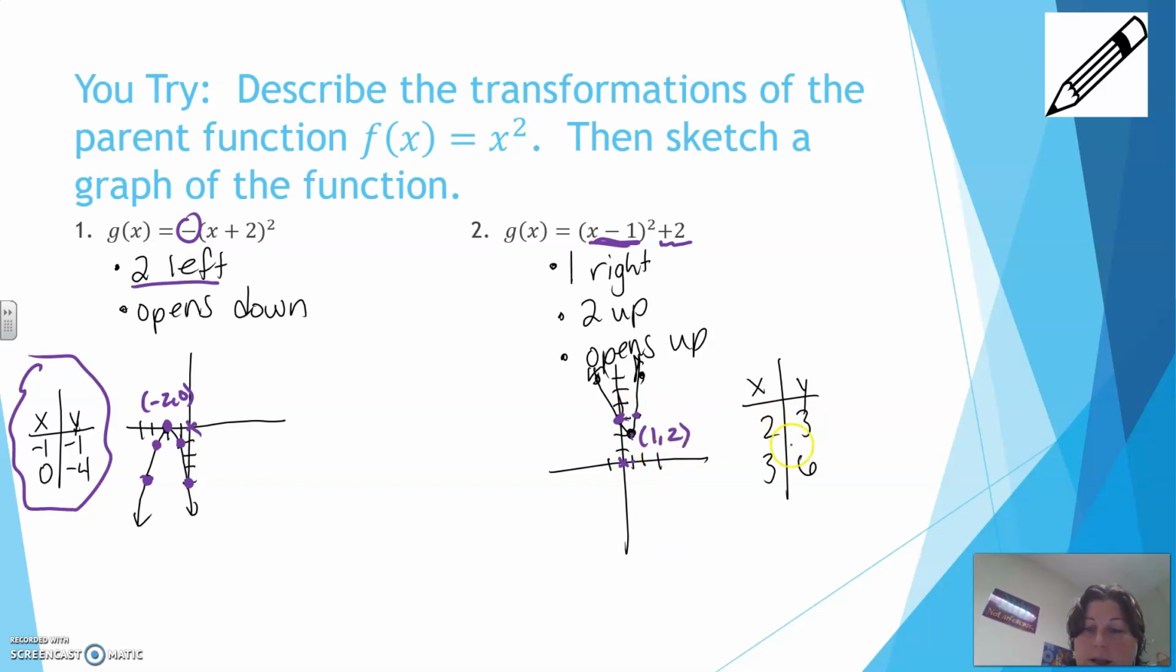And then when I plugged in 3, I got 6. So at 3, I got 6, and I reflected it. So it's not a great parabola, but you can see that I had the general idea.